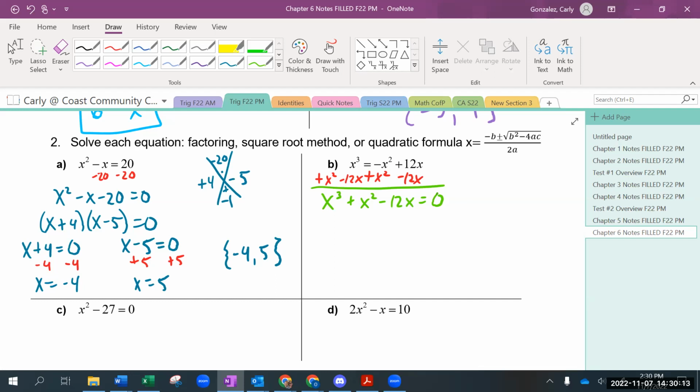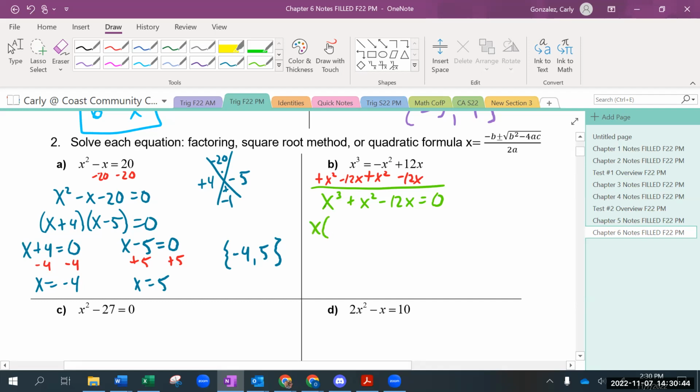Now, we know we don't have just a quadratic because our highest power is the third power, or a cubic. So we may notice that all three of these terms contain an x. So one strategy for factoring in general is that first step you want to see, is there a GCF? Is there something that all of these three terms have in common? And in this case, they all have x in common, so we could factor out an x.